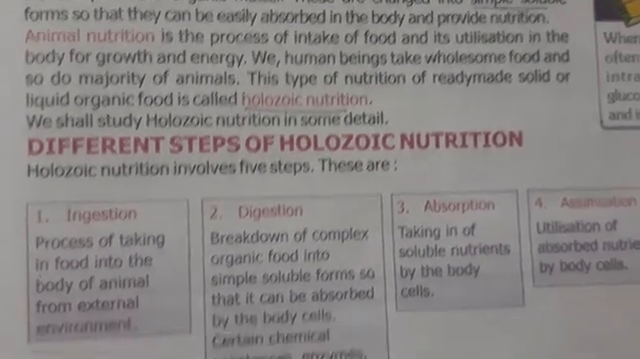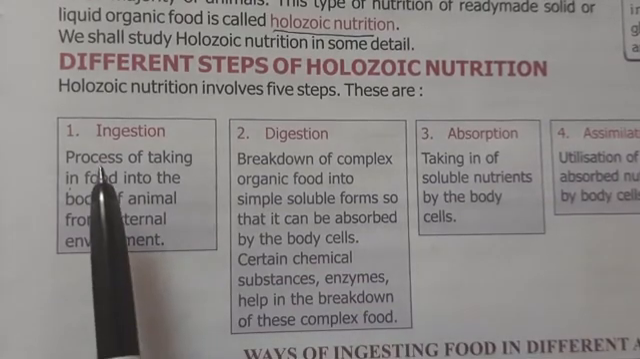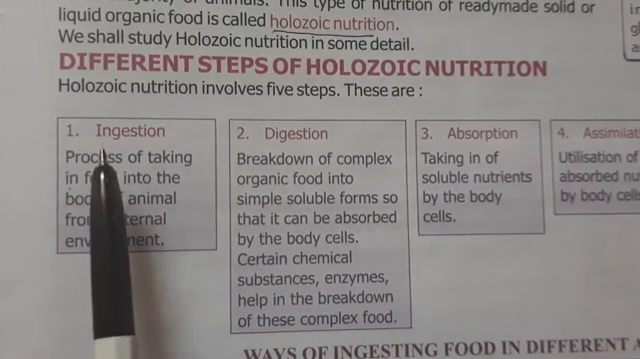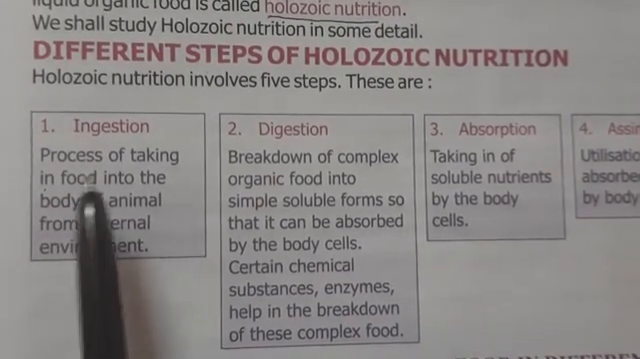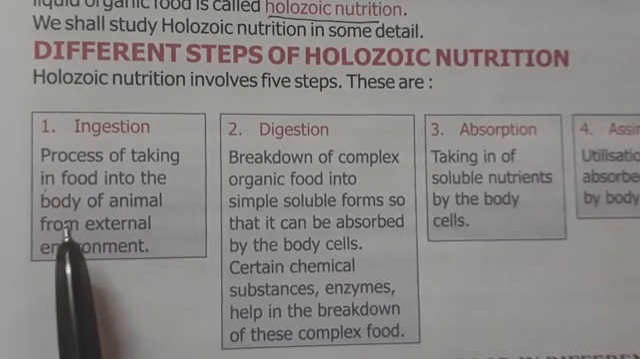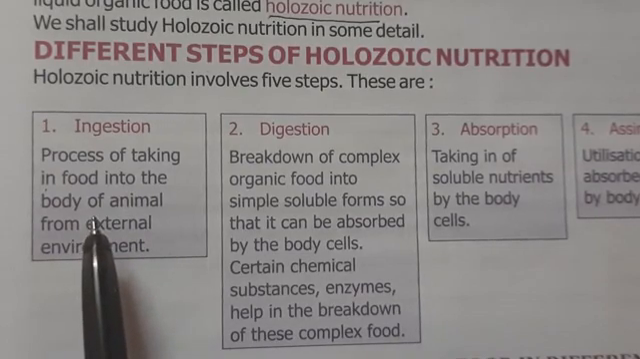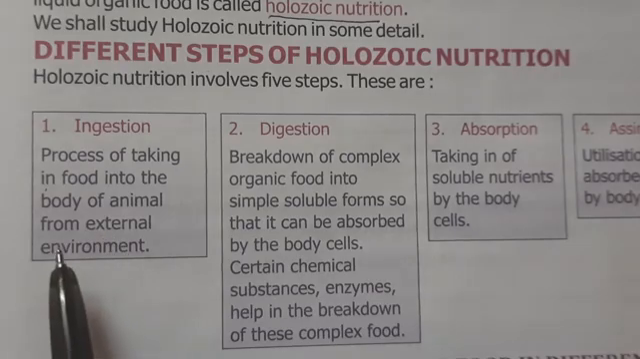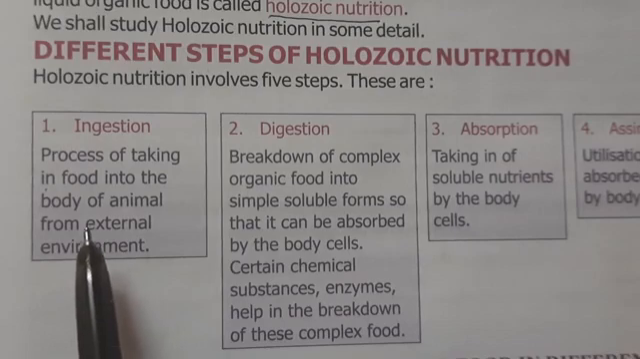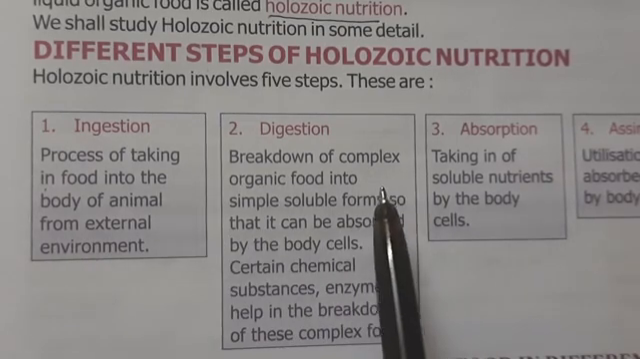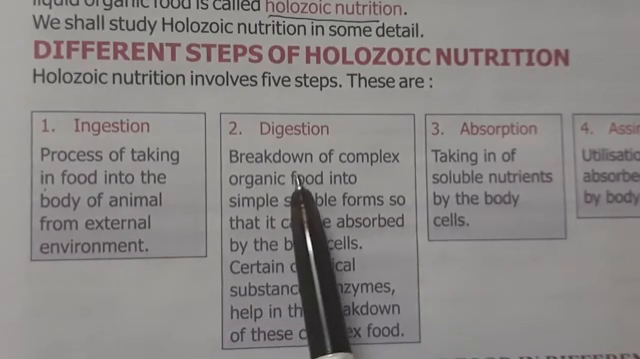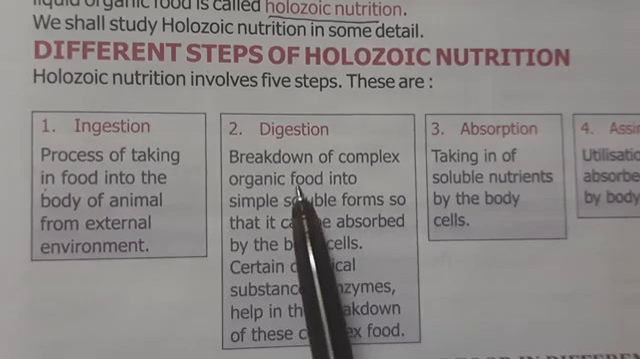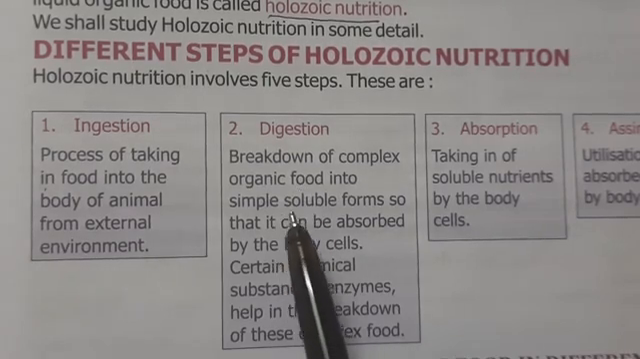Holozoic nutrition involves, the first step is ingestion. In, as the name indicates, in means taking inside. अंदर लेना. So the process of taking in food into the body of an animal from the external environment. Okay, this is called the process of ingestion. Then we come to digestion. What is digestion? Whatever food we are taking, it has to be broken down. That is, the complex material has to be broken down into simple soluble form.